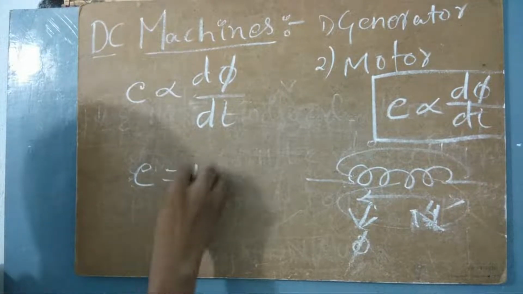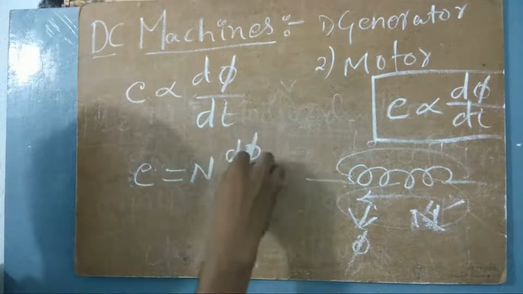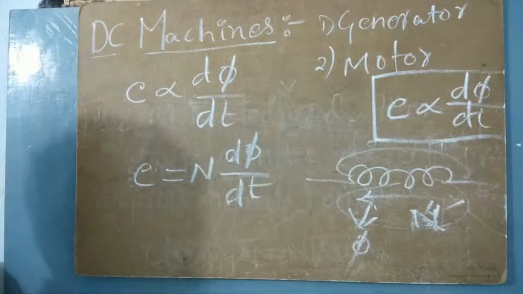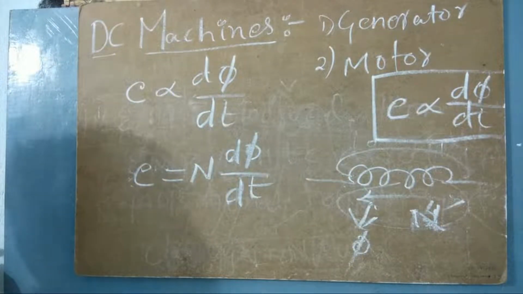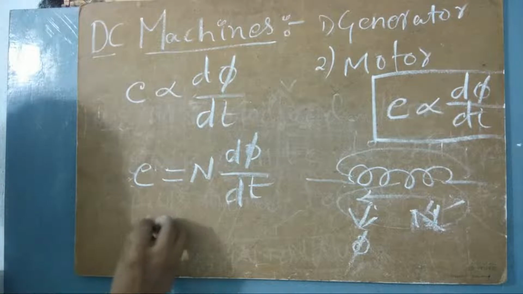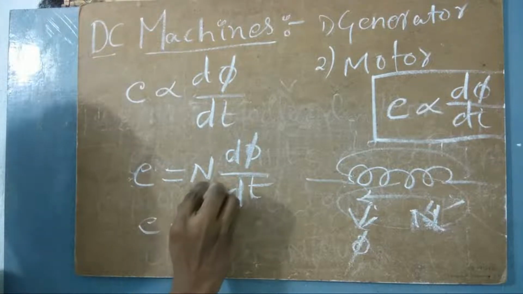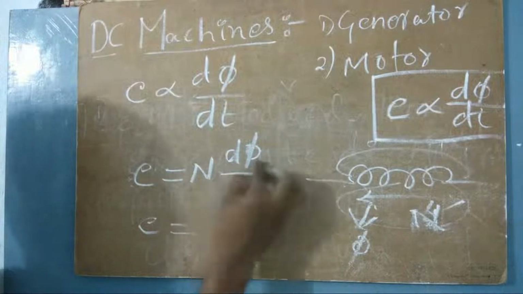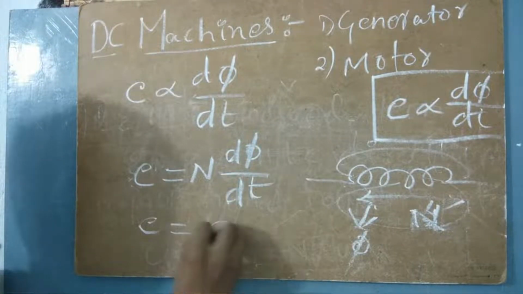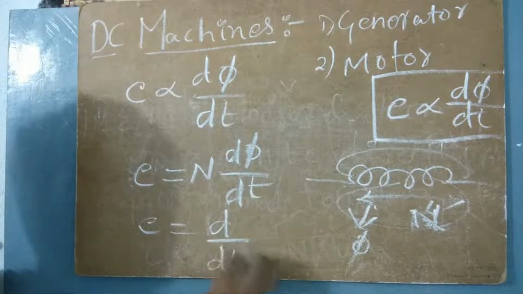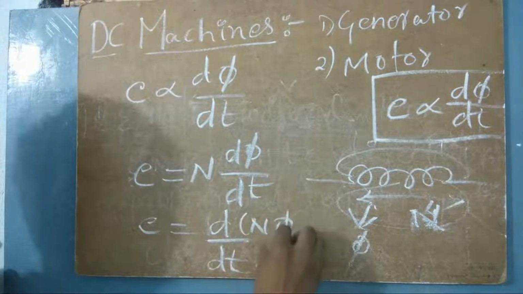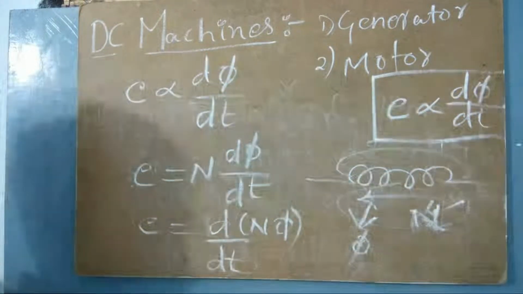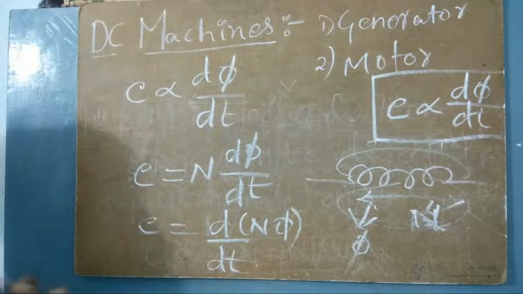So E equals N into d phi by dt. And then, because N is a constant, we can multiply N with phi also, so we can write d by dt of N into phi. But what is this N phi here? I have already told you.